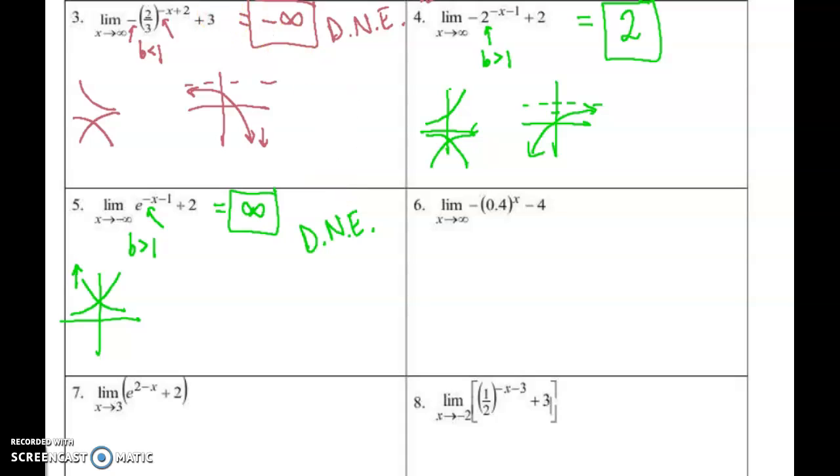And let's change colors again. Our base is smaller than 1. That's a decay function, except the negative in front reflects over the x-axis. And I'll just go ahead and do both steps at once. Reflect over the x-axis and shift it down 4 units. So that's where your horizontal asymptote is. And we're asking for the positive end behavior. Infinitely to the right is getting closer and closer to -4.